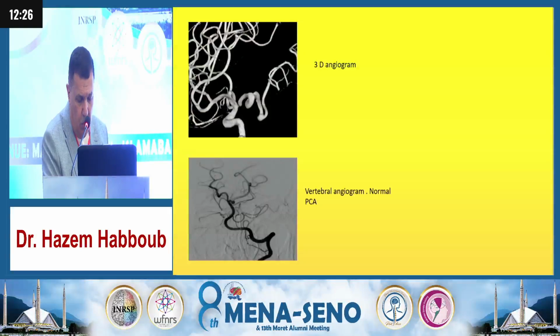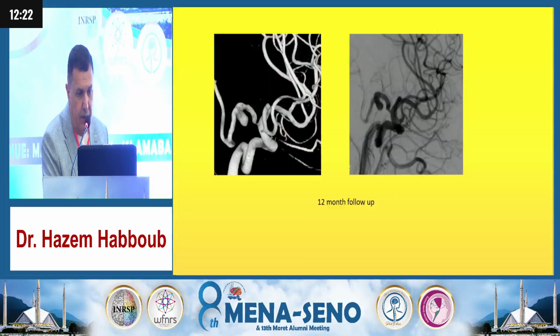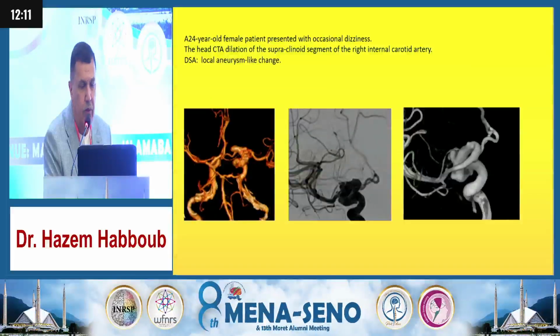So this we left alone, just neuropathic medication, pain control, and nothing else. And this is the 12 months follow-up. Nothing changed. The same loops, dilated loops, normal arteries distally. The stenosis is still there, which we did not give antiplatelets for as well.